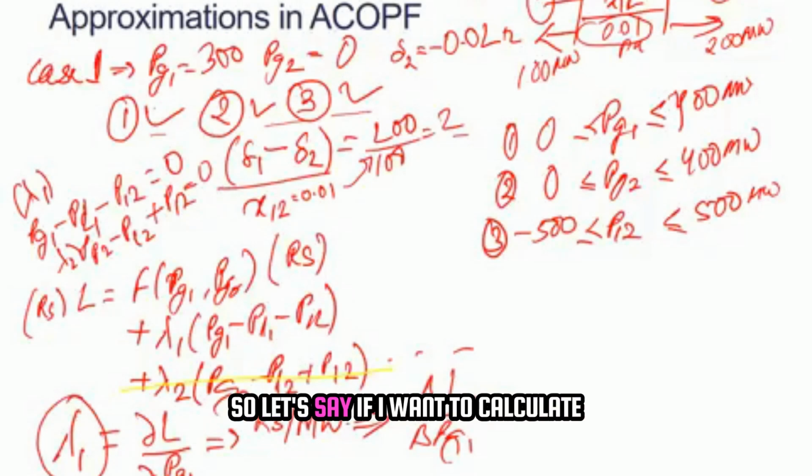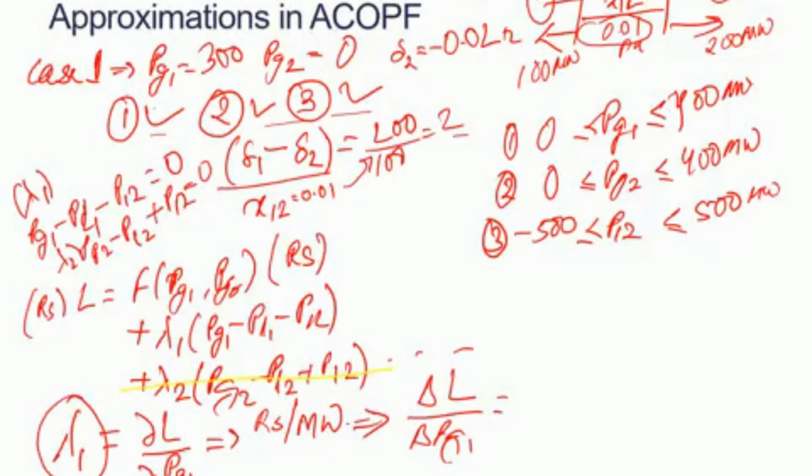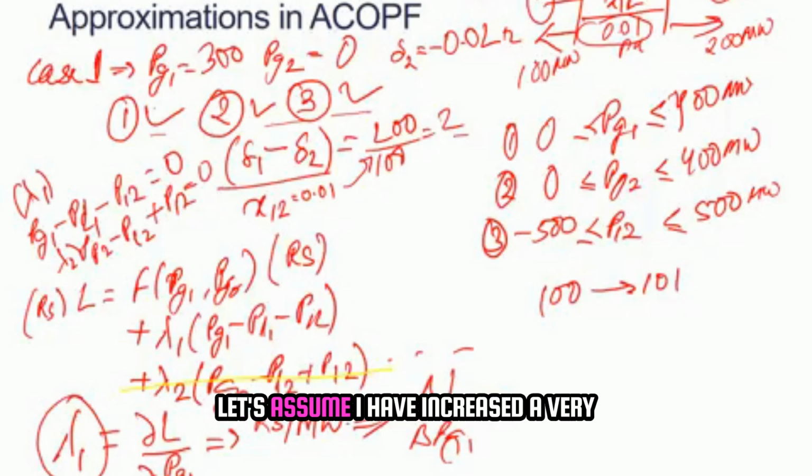So let's say I want to calculate lambda 1. What I will do is add 1 megawatt, or a small value of load, at bus 1, and then rerun the optimization, and then we will get the value of price change. So let's assume this load at bus 1 I have increased from 100 to 101. Let's assume I have increased a very small load which is 1 megawatt.